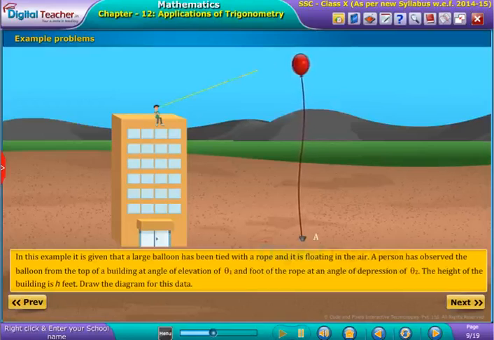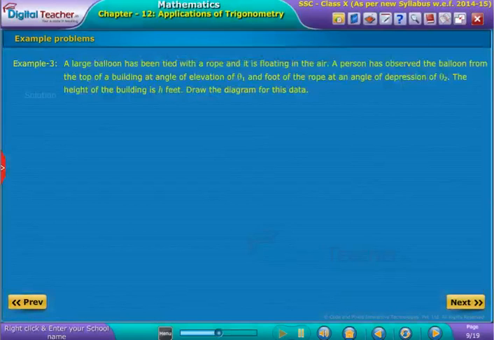A balloon is floating in the air. A person has observed the balloon from the top of a building at an angle of elevation of theta 1, and the foot of the rope at an angle of depression of theta 2. The height of the building is h feet. Draw the diagram for this data.